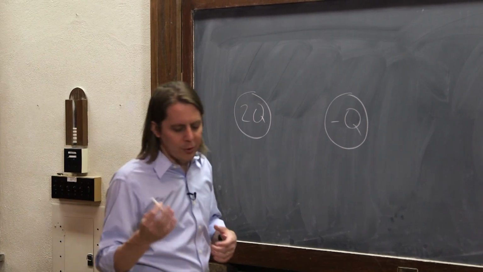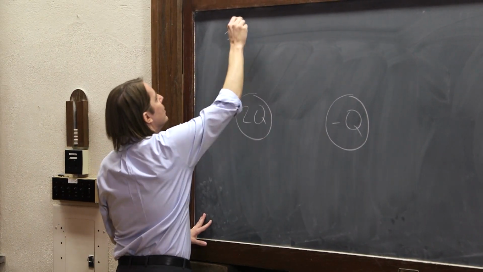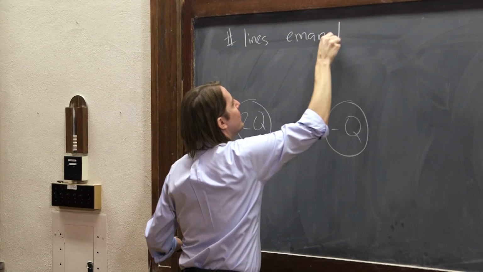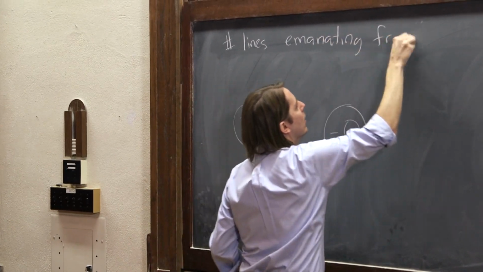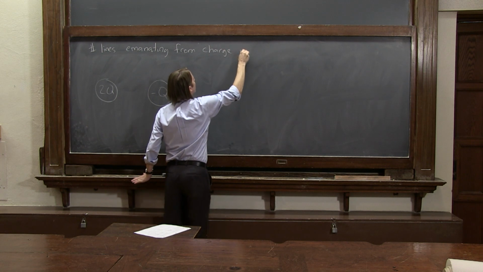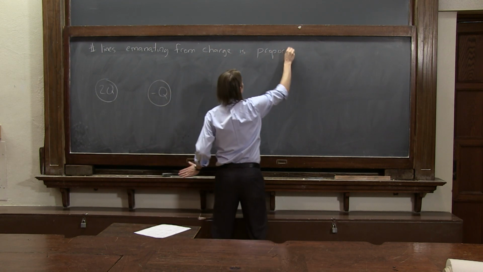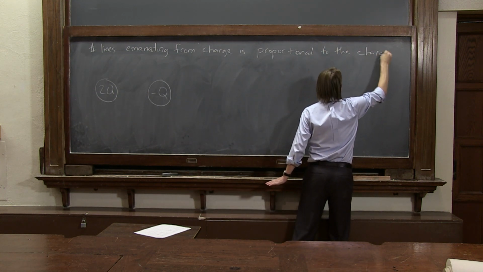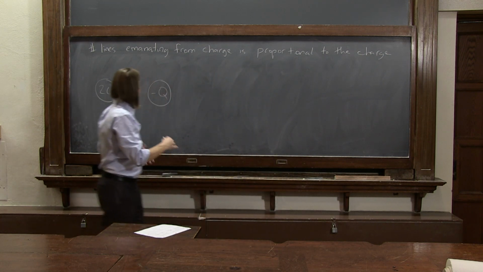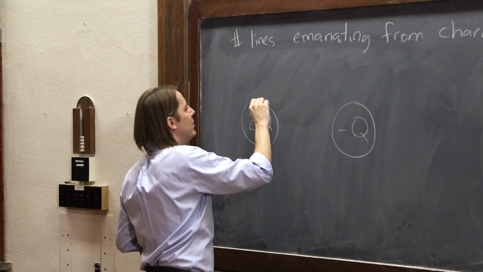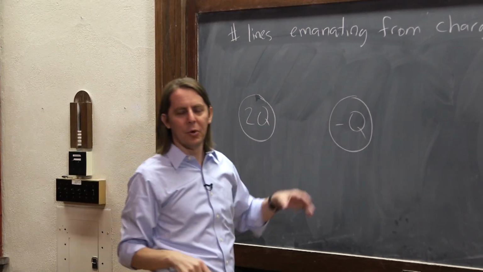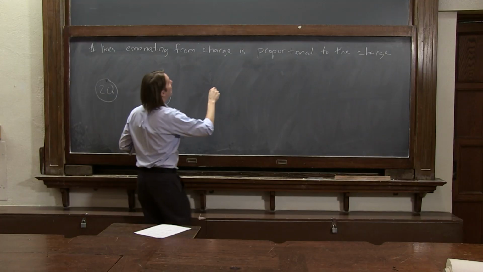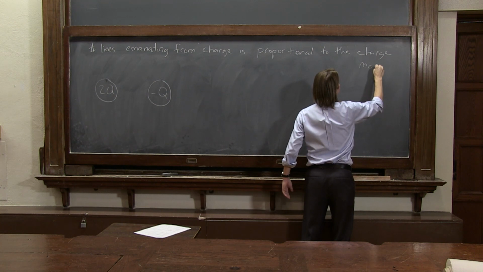And there is sort of a rule when you're drawing these, is that the number of lines emanating from a charge is proportional to the charge. Okay? So what that means is if I'm going to try to draw this one, I have to have twice as many lines going from 2q as I have going from minus q, because it has twice as much magnitude of charge. Proportional to the charge magnitude.